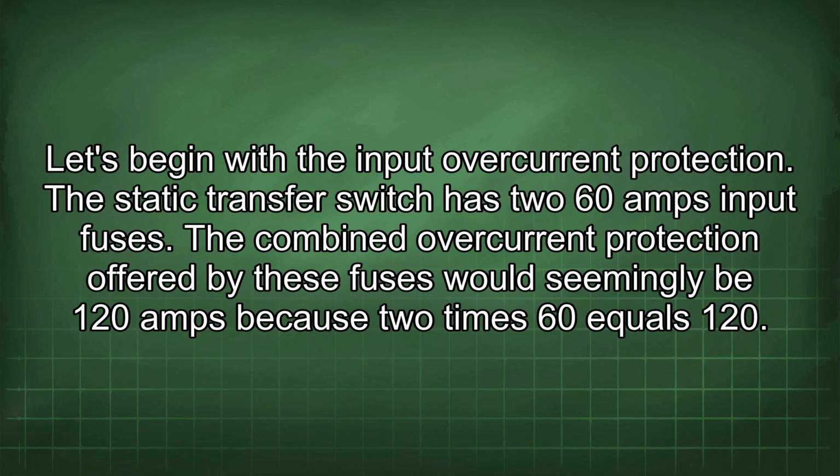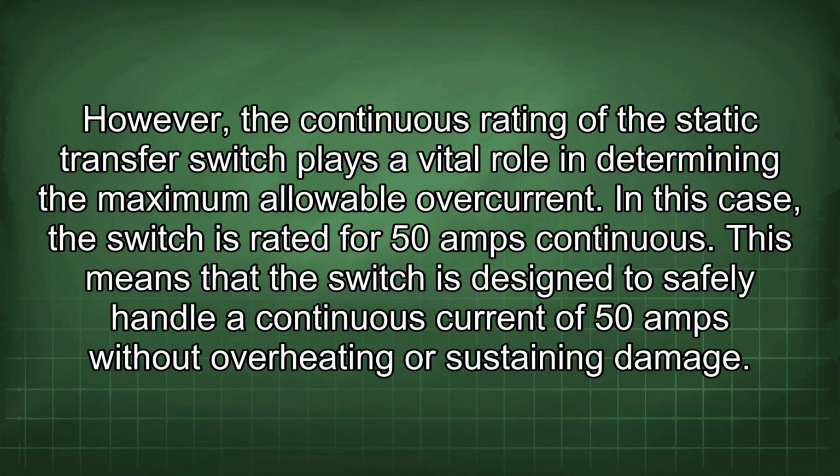The static transfer switch has 2 60 amps input fuses. The combined overcurrent protection offered by these fuses would seemingly be 120 amps because 2 times 60 equals 120. However, the continuous rating of the static transfer switch plays a vital role in determining the maximum allowable overcurrent. In this case, the switch is rated for 50 amps continuous.